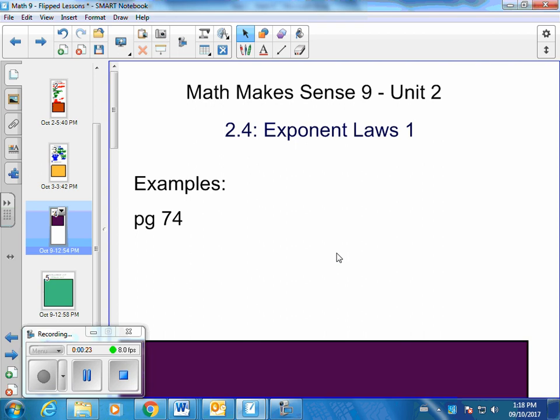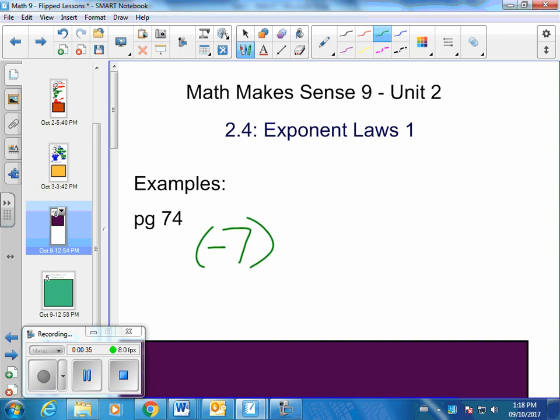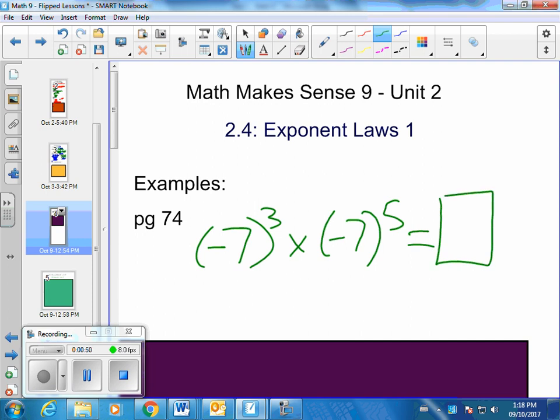There's a couple of easy rules that we're going to be using in this lesson, but before we cover that, we want to actually look at the theory and the reason why we're able to use those rules. They give us an example of negative 7 cubed times negative 7 to the 5th power, and we have to simplify it so that we get one exponent number, an easy number that we can essentially punch into our calculator.